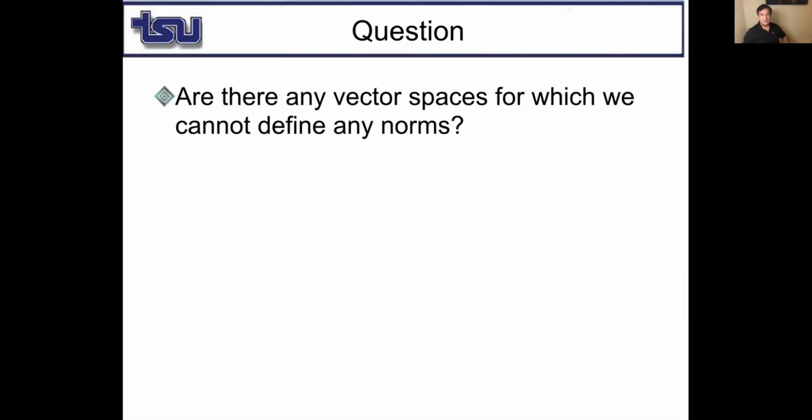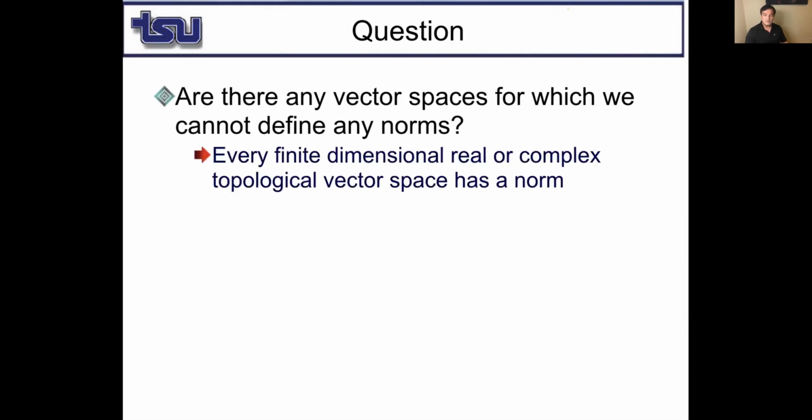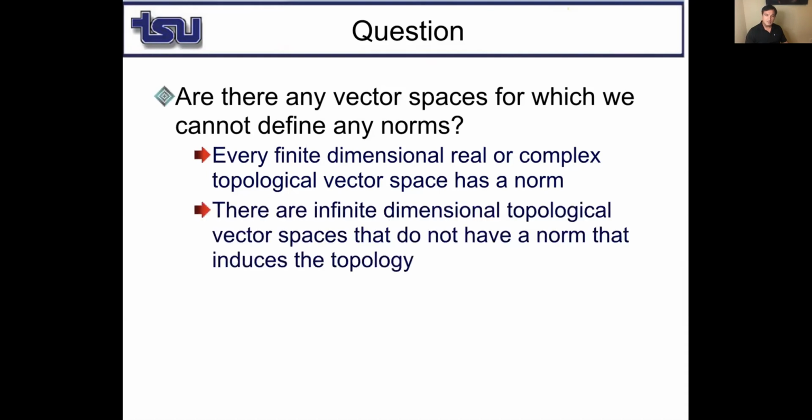So the question I would expect you might ask: are there any vector spaces for which we cannot define any norm? So a norm seems to be definable for any vector space, right? Well, for every finite dimensional topological vector space, you have a norm. You may not fully understand the statement I'm going to say right now, but there are infinite dimensional topological vector spaces that may have a norm, but that norm may not induce the topology of the topological space. So that means there are some infinite dimensional topological vector spaces that do not have a norm that induces the topology of the topological space. Just keep my statement here; when we discuss topological spaces, it may make more sense to you.